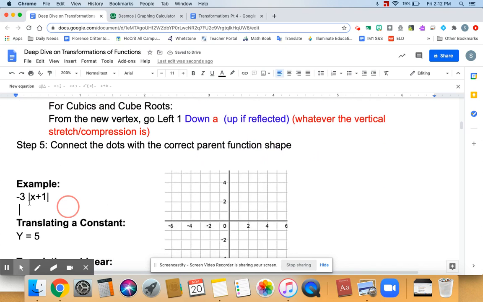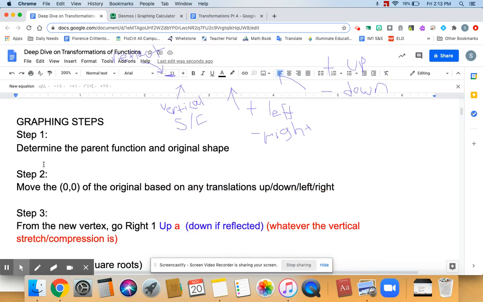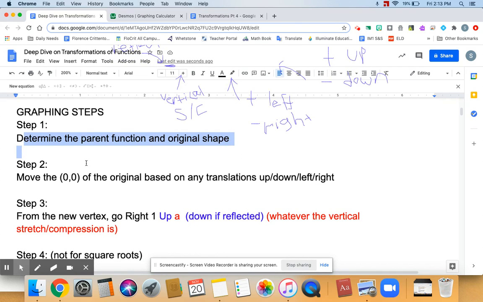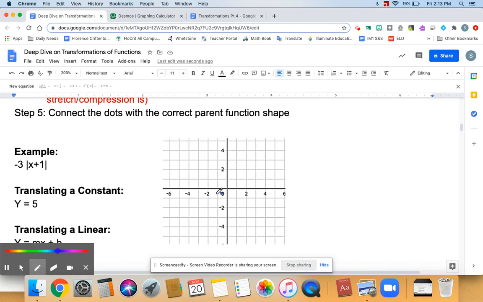So there's this example that we're going to do. It's -3 absolute value of x plus 1. I said the parent function aloud, it's the absolute value. For step 1, determine the parent function: absolute value. What's the original shape? It's a V. So we're going to move the 0, 0 based on the translations. So 0, 0 is going to move. Is it going to go up or down? No, there's nothing at the end. Is it going to go left or right? Yep, it's going to be left 1. So I'm going to go left 1 and put a dot.